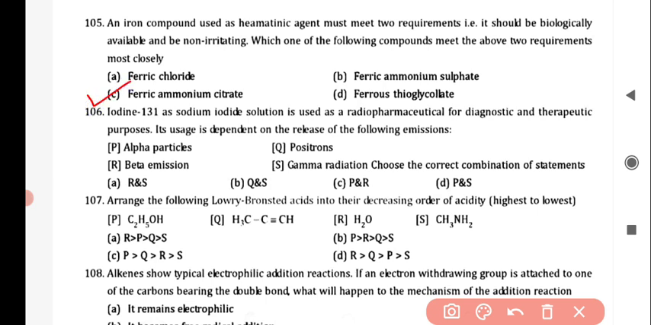Next question: iodine-131 as sodium iodide solution is used as a radiopharmaceutical for diagnostic and therapeutic purposes. Its usage is dependent on the release of the following emissions. And the correct answer is option R and option S, that is, beta emission and gamma radiation. So option A is correct for this question.